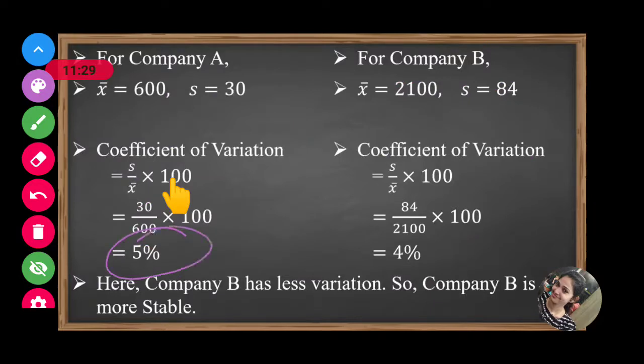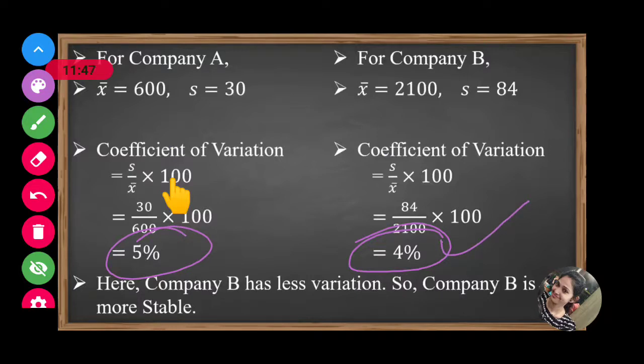Company A's variation is 5%. Company B's variation is 4%. So here in the question they ask for the stability. Which company is more stable? Here company B's variation is less, so we can say that company B is more stable.